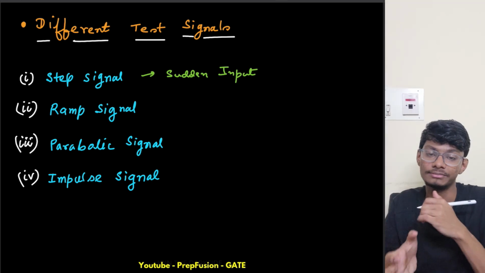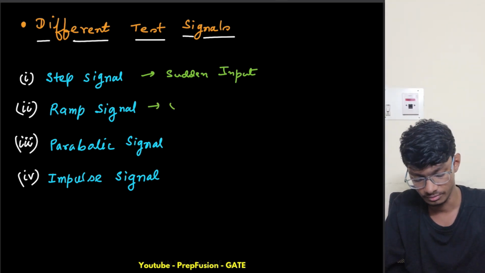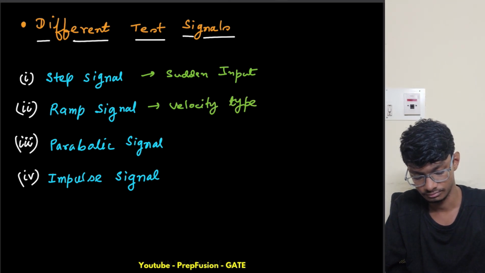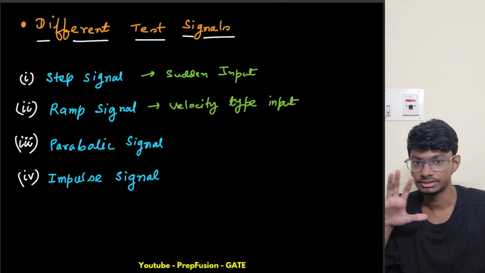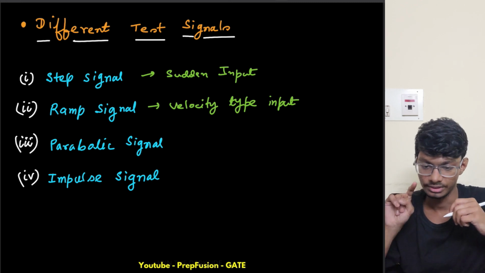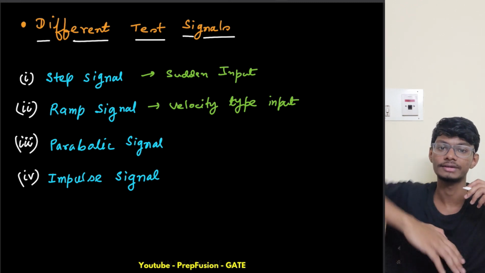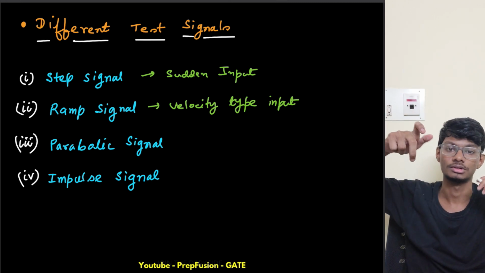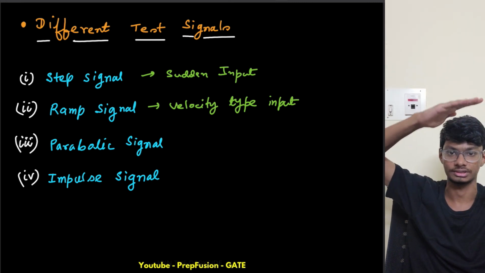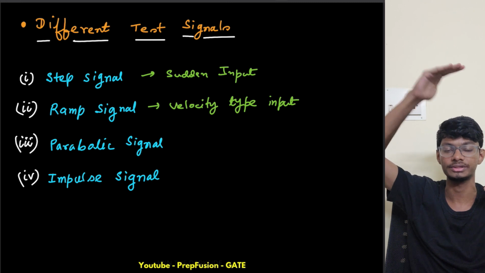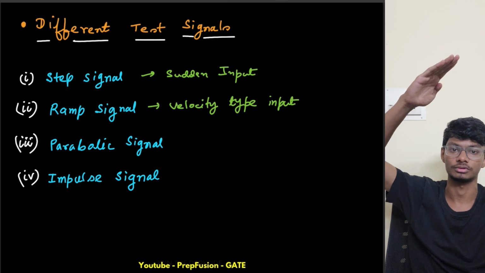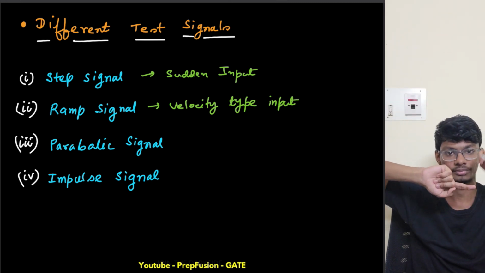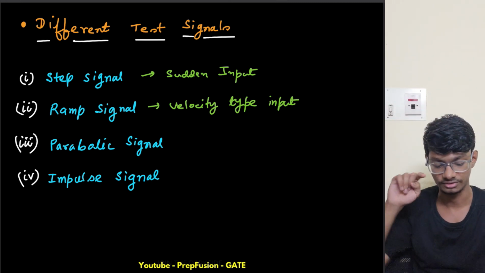So ramp signal basically is a velocity type input. Let's say you are in a lift and you're moving, and it keeps on moving up and up and up. It doesn't stop. So what does that mean? Its speed is constant, because the lift moves up at a constant speed and it never stops. That means it's like a velocity type input. So it never stops and it goes up and up. Displacement keeps on changing, like it is a function of x.